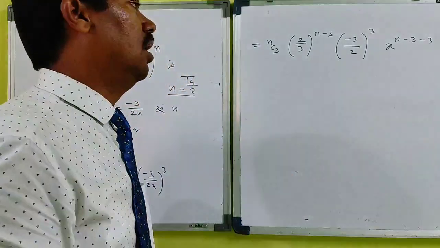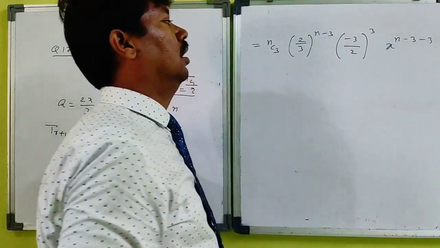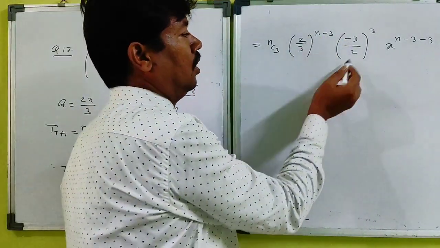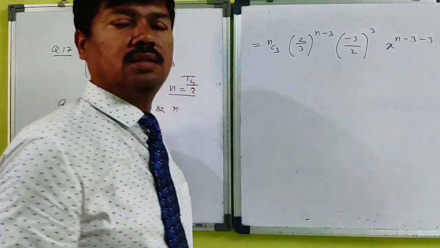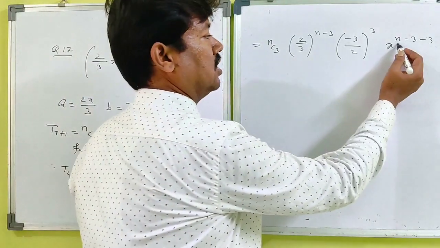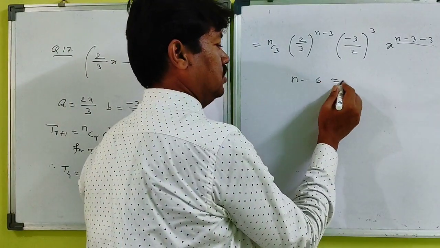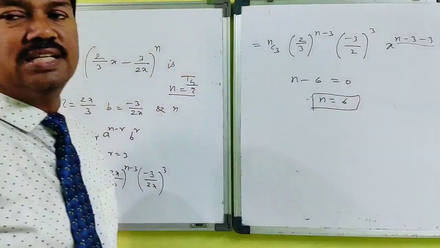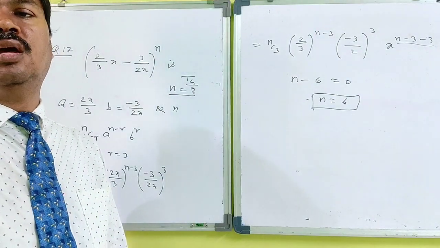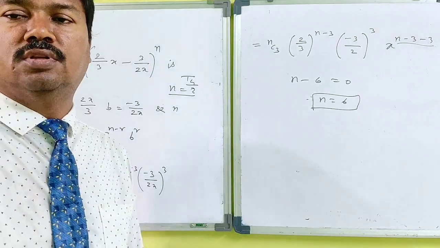So this is a constant. This is the case, that the power of x should be equal to 0. So what is the power of x? That is n minus 6 equal to 0. That gives you n equal to 6. So the answer is n should be equal to what? 6. That should be the answer for this question.